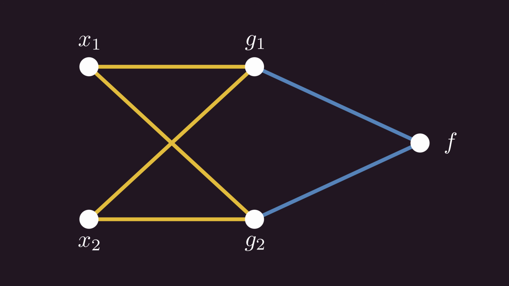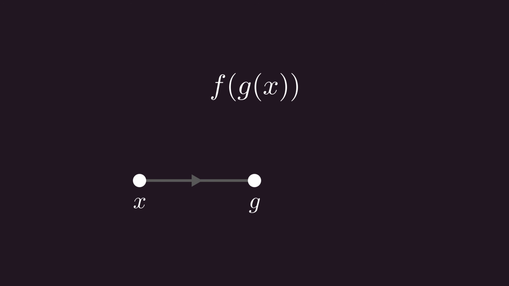Let me explain. Let's take the expression f of x. Computationally speaking, we have two variables, the input x and the output f, obtained by applying the function f of x. For the composite function f of g of x, an intermediate node g is added. Each node represents a variable, and each edge represents a computation.